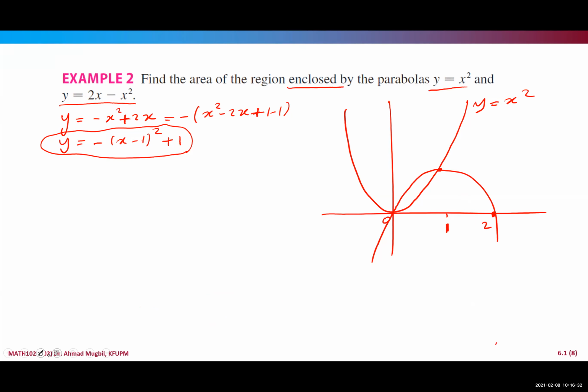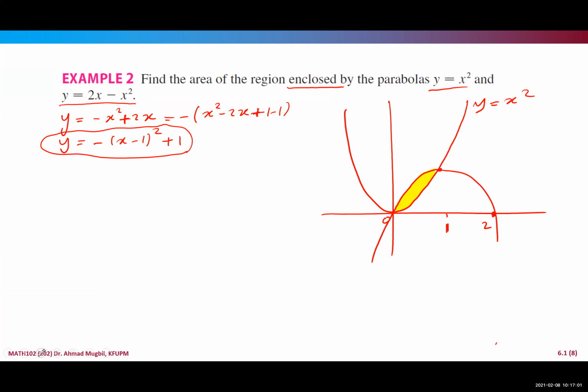Okay? Where is it? From 0 to 1. Is it this one? Or this one? No, the upper one. Good. So this is, ya shabab, the area enclosed by these two curves. I will solve this one with you when we have the x-axis involved. So this is the region that we want to find the area for.